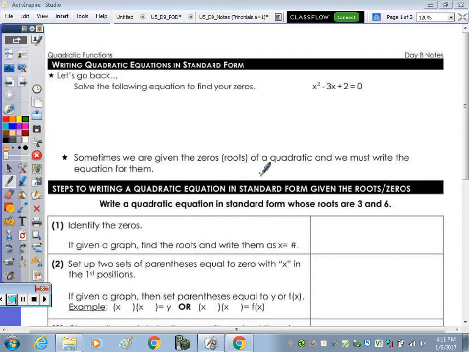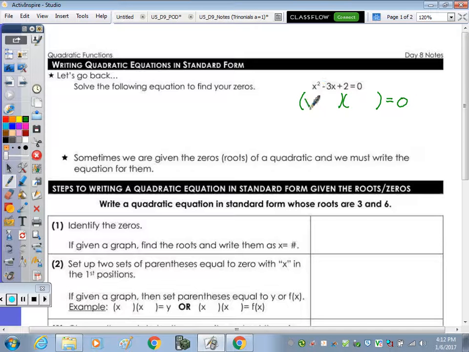In today's notes, we're going to look at writing quadratic equations in standard form. But before we do that, we're going to go back and remind ourselves how we solve an equation to find the zeros. Because we're going to be given the zeros and work backwards to write the equation. Okay? So in the given equation, to find our zeros, we start by factoring.